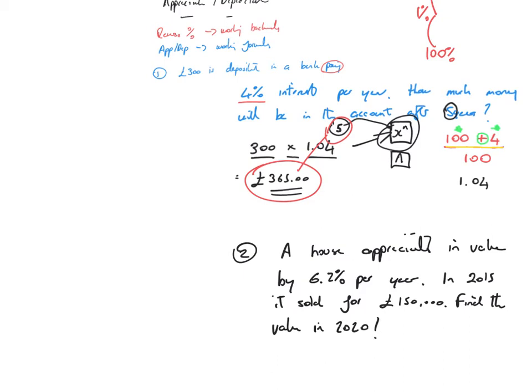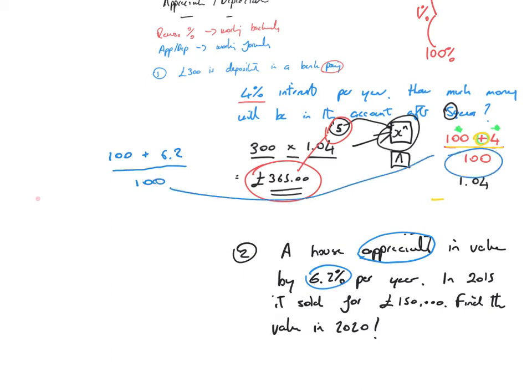Okay, so first thing, am I going to go up or am I going to go down? Well, the house has appreciated. Appreciated means it's grown in value. So we'd start with 100% and then we add on 6.2, and then we turn that into a percentage by dividing by 100. So I'm doing the same thing there. So that's now going to be 100 plus 6.2 equals, divide that by 100 in your calculator, you should get 1.062. That's the multiplier.